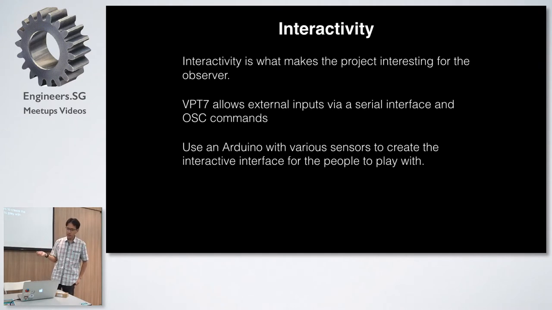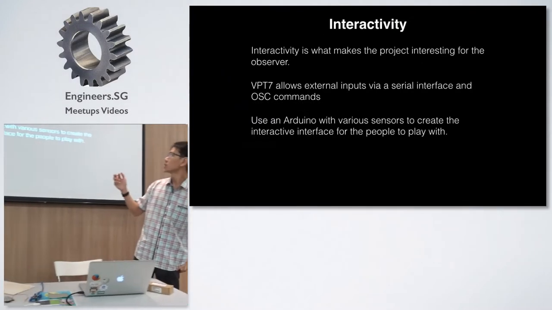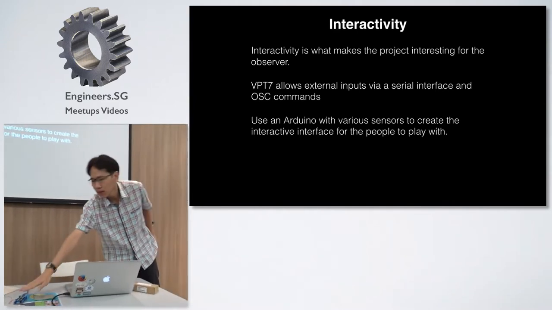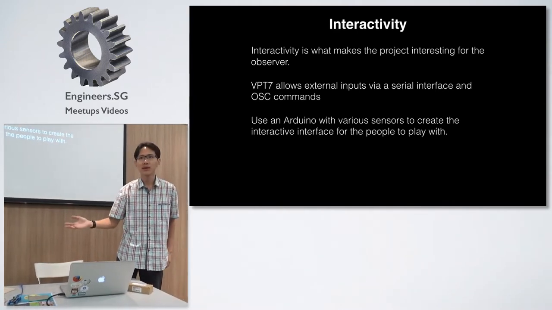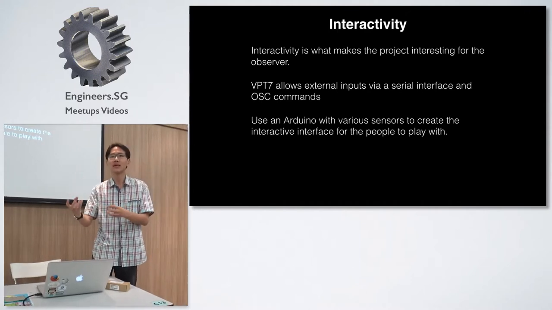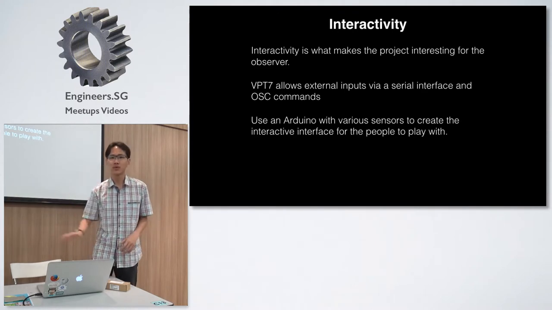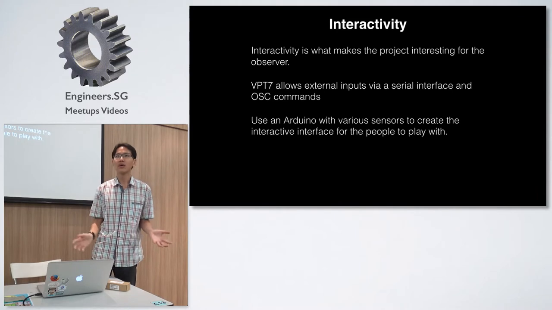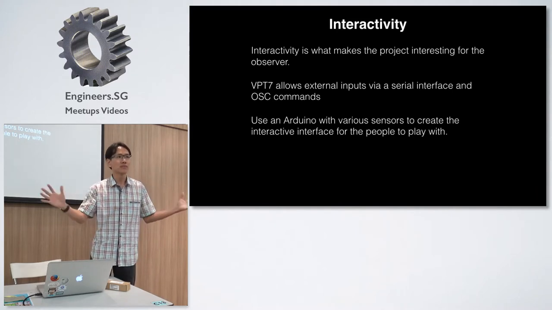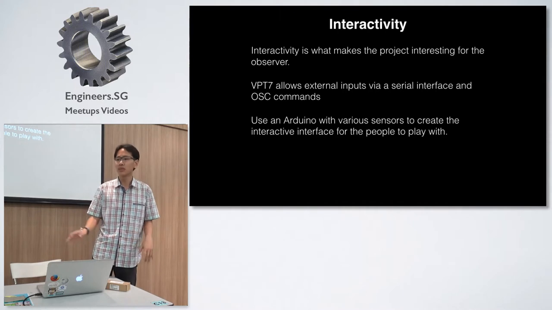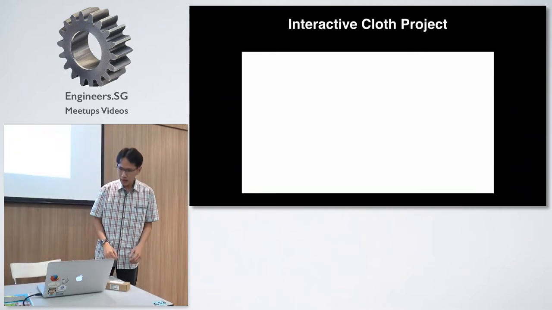Okay, and that is possible because you are able to create custom hardware, and this custom hardware can be fed into VPT7 by serial interface. When you can create custom hardware, it means that you can use any kind of sensors you want. It could be a light sensor, when it's dark, suddenly another projection happens. When you're near to it, another projection happens. When you touch it, another projection happens. It's really up to you how you want to create it. People can interact with the projection in so many different ways. Maybe a weight sensor, you step, then something happens.